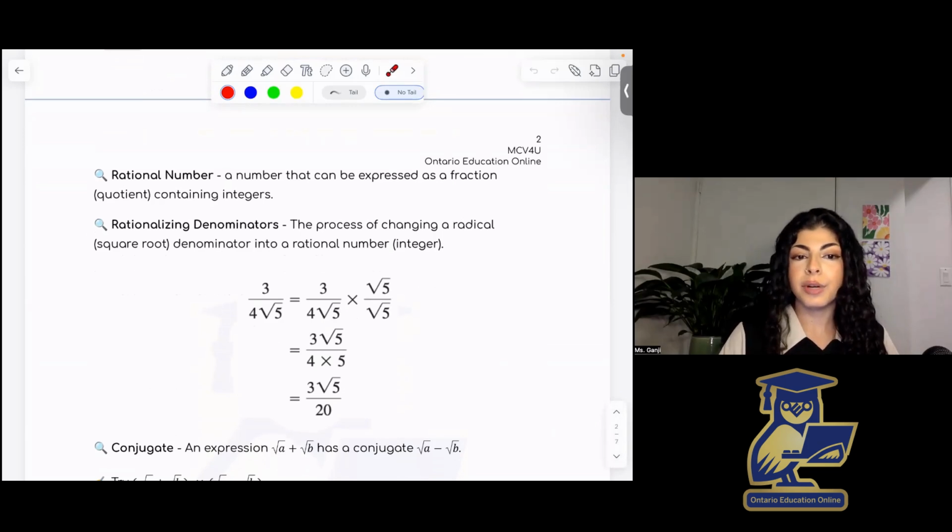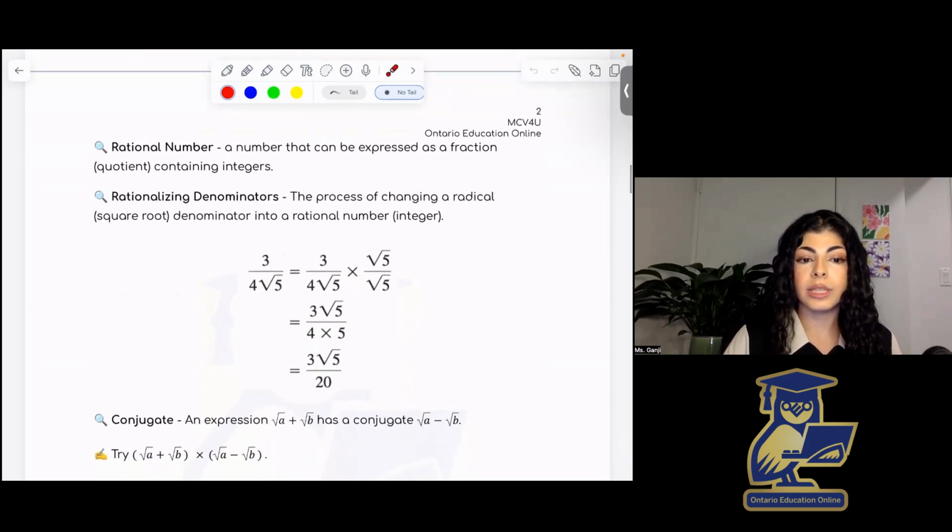So let's refresh a little with some background information we need to know, starting with rational numbers. A rational number is any number that can be expressed as a fraction containing integers. And you've seen rational expressions as well, so any expression that can also be represented as a fraction. So a big prerequisite skill that we need is to rationalize numerators and denominators.